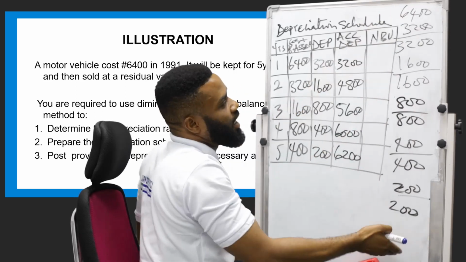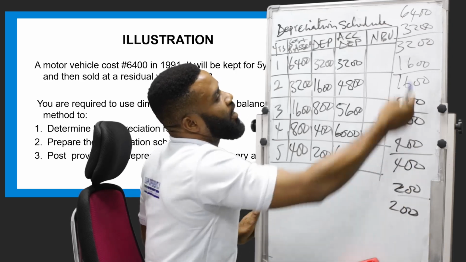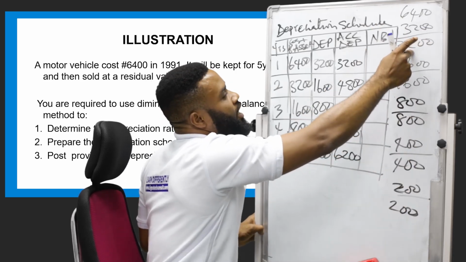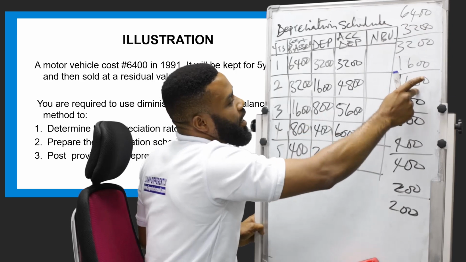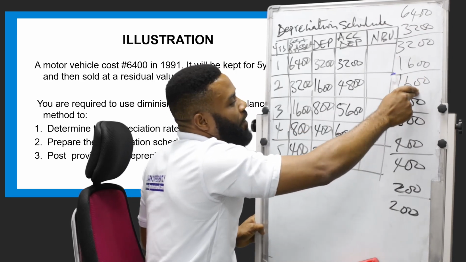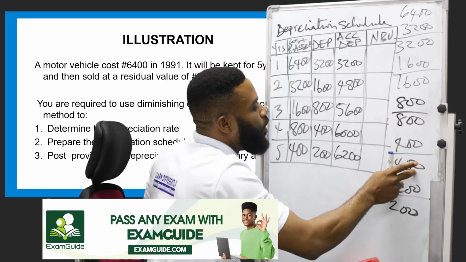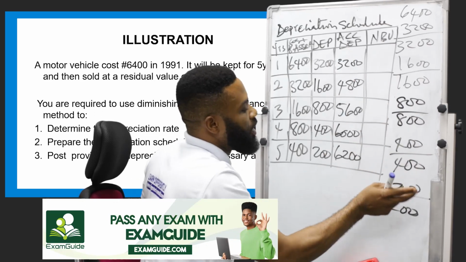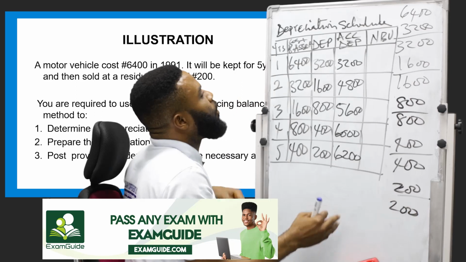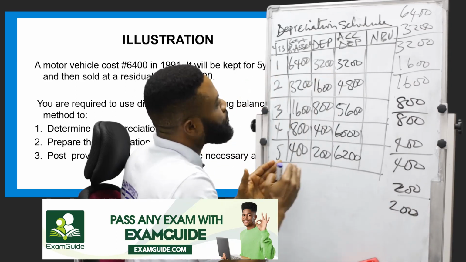And it has been stated here, the net book value after the first year is 3,200. The net book value after the second year is 1,600. The net book value after the third year is 800. Net book value after the fourth year is 400. And net book value after the fifth year is what? 200. Now we are going to apply that to the table.